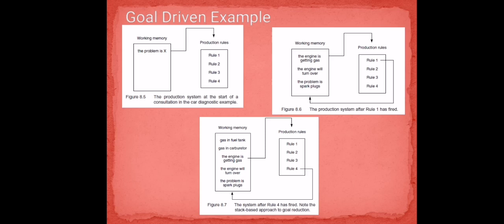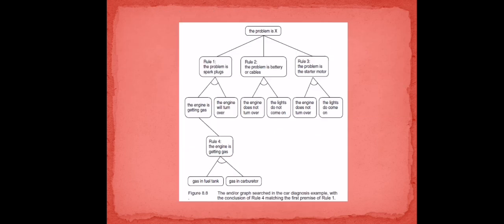In goal driven, we need to check the conditions of each rule. Suppose we are considering the first rule and there are two things to be satisfied. The independent thing is the condition that the engine will turn over. If that is true, we will go for the next condition. The next condition is a conclusion from rule 4, so we have to check the conditions of rule 4. If the two conditions for rule 4 are true, then we can conclude that rule 4 is true. So the engine is getting gas is also true. From that we will get that the spark plug is the problem.